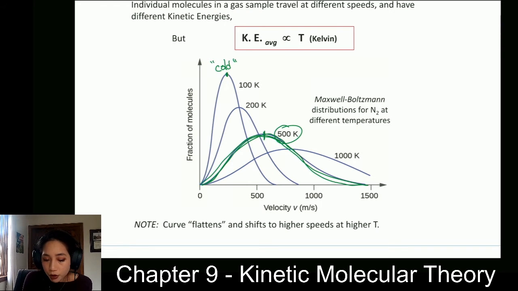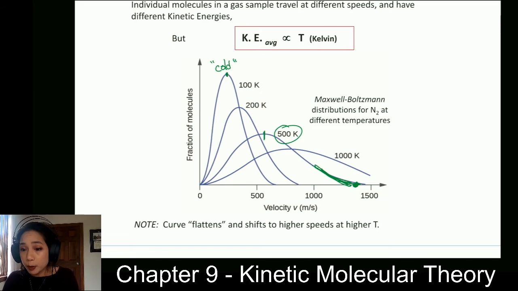But what we also see in this phenomenon is that at 500 Kelvin, at this tail end, there's a handful of molecules going over 1,000 meters per second. And so in this region, you get a point where you can have a maximum speed of a particle within your gas sample at this specific temperature.